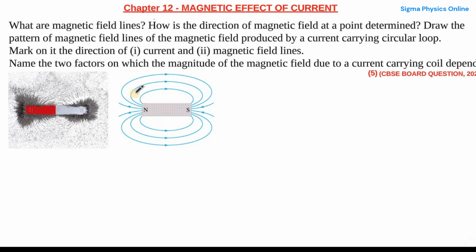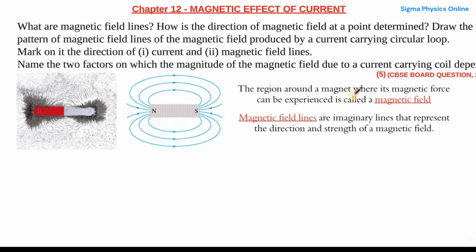Now, if we represent these magnetic field lines in the form of a diagram, it will look somewhat like this. They are closed continuous curves. Outside the magnet, they run from north pole to the south pole, and inside the magnet, they go from south pole to the north pole. So I think now you have understood what is a magnetic field and what are magnetic field lines. Now let us write their definitions. The region around a magnet where its magnetic force can be experienced is called a magnetic field, and the magnetic field lines are imaginary lines that represent the direction and strength of a magnetic field. So this answers our first question.